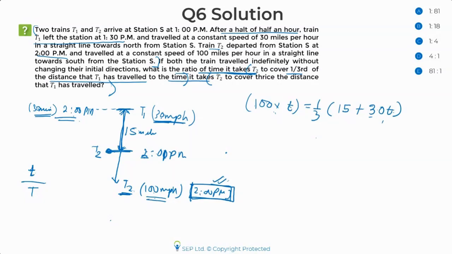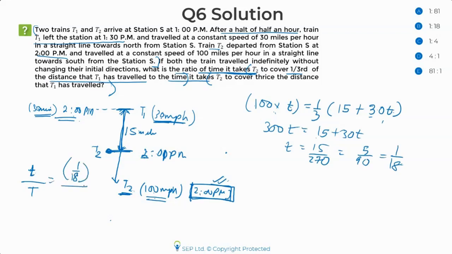Now this will give me the value of small t. So this is 270. So 15 by 270. You can cancel by 3 first, and then you can cancel by 5 to get 1 by 18. So I've got the value of small t, 1 by 18. Now the second part obviously is easy.